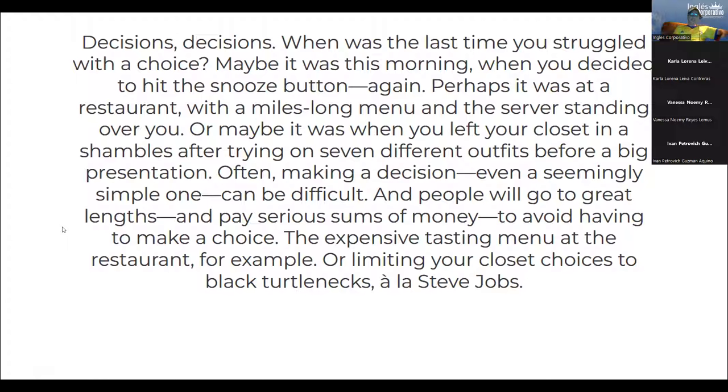Okay, do you have any question here in this paragraph? What did you say? What is seemingly? Seemingly is like really. It's a synonym of really. Really, really simple one in this case.